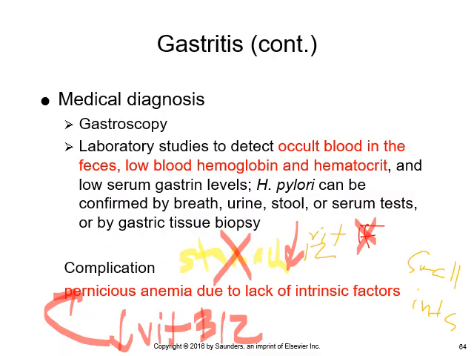Pernicious anemia is an anemia, or a decrease in red blood cells, because the body is not absorbing enough vitamin B12, which is needed for the production of red blood cells. Okay, that's pernicious anemia in a nutshell.